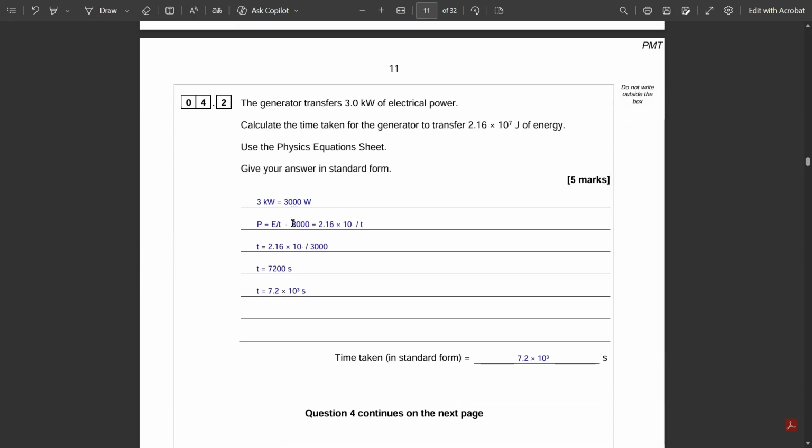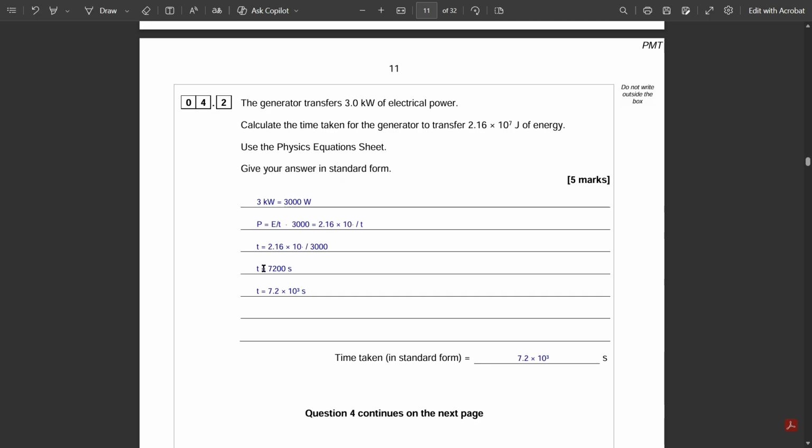And then for 4.2, the generator transfers 3 kilowatts of electrical power, and we're meant to calculate the time taken for the generator to transfer 2.16 times 10 to the 7 joules of energy, and we're meant to use the physics equation sheet. Once again, some simple unit conversion. 3 kilowatts is 3000 watts. Then we simply use the power equals energy over time formula and just rearrange to get time, plug the numbers in, and we get 7.2 times 10 to the 3 seconds.